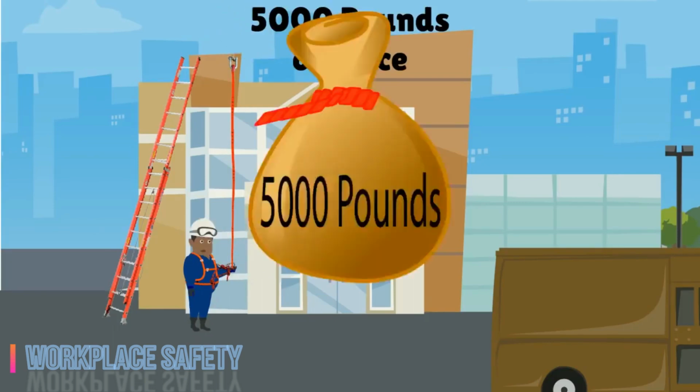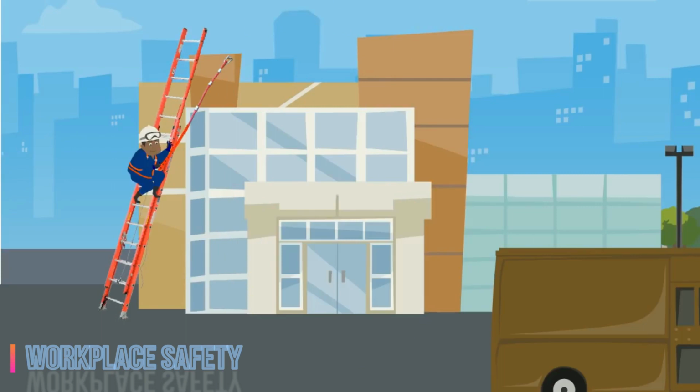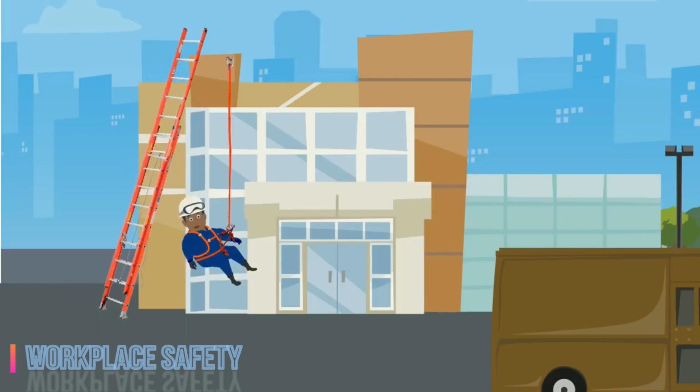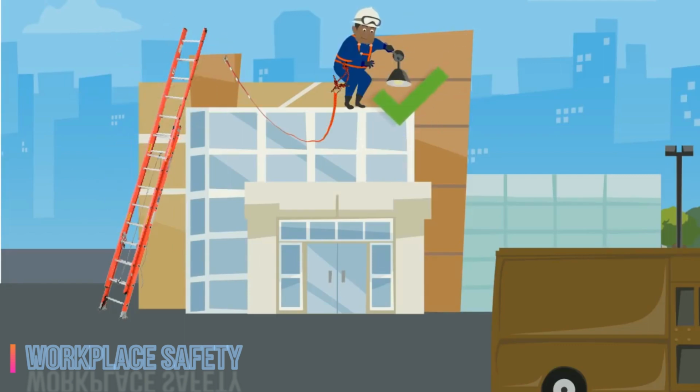The anchorage point must be able to withstand 5,000 pounds of force. If the wearer loses their balance and falls, the lifeline prevents them from falling all the way to the ground. A personal fall arrest system can be worn when on a fixed ladder, roof, platform, walkway, or anywhere that a technician is working at an elevated height.